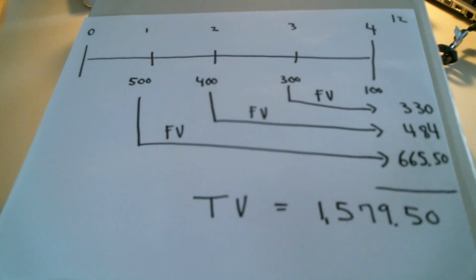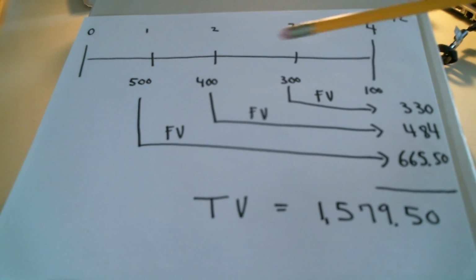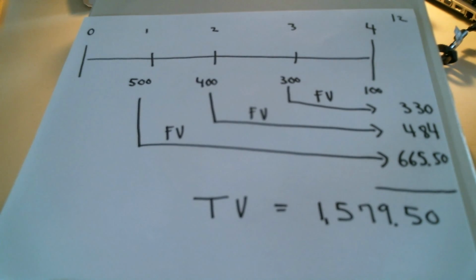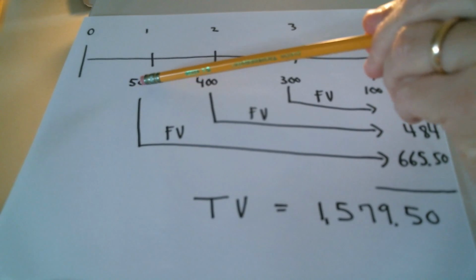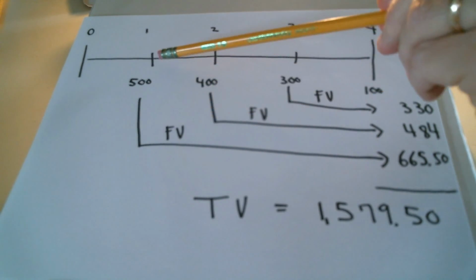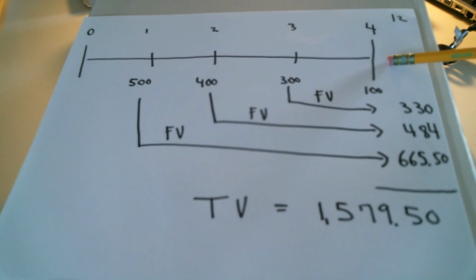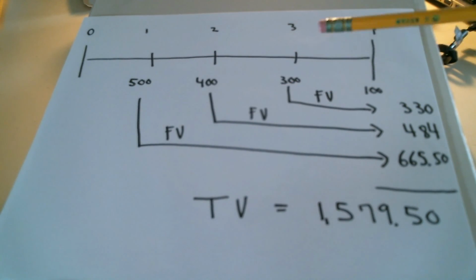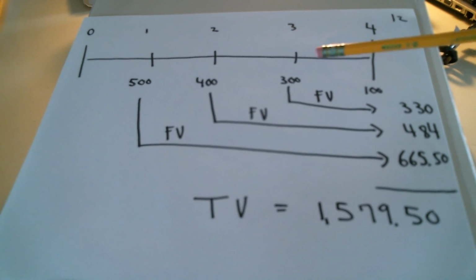Here's the timeline. We have to do these individually because, remember, your calculator is not set up to find future values. It's only set up to find present values. So we have to do a couple of things as a workaround. 500, the future value of that is 665.50. So it's 3 periods at 10%, and that gives us 665.